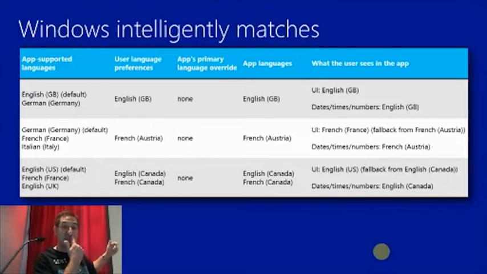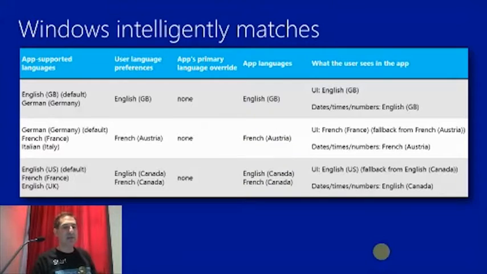So the first scenario is the easiest. The languages in the app are English and German. The user has a preference of just English. The app languages that are available as part of that then are English, and of course the end user sees the app in English. That's kind of standard, makes sense.